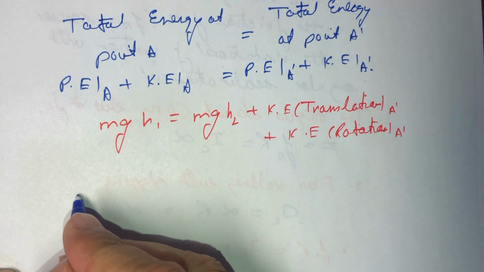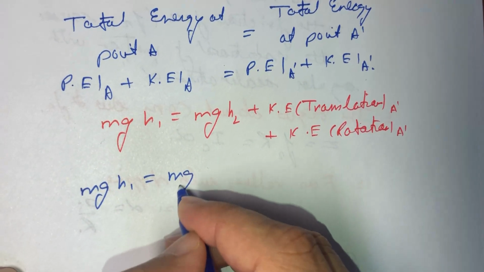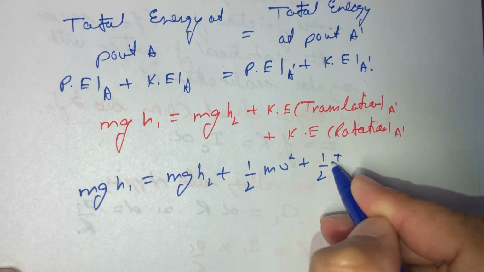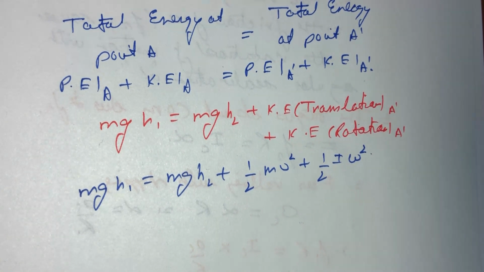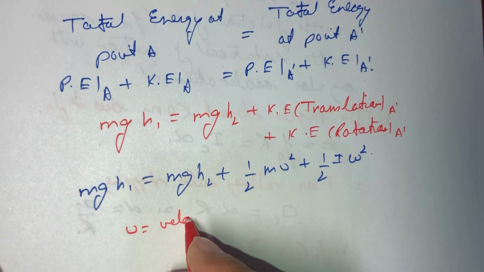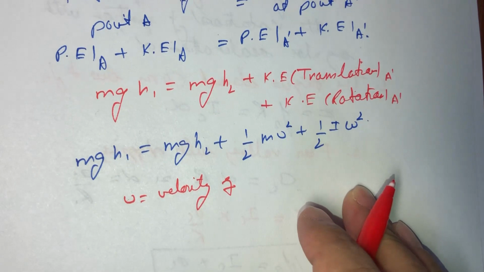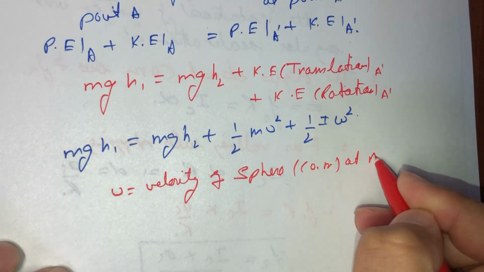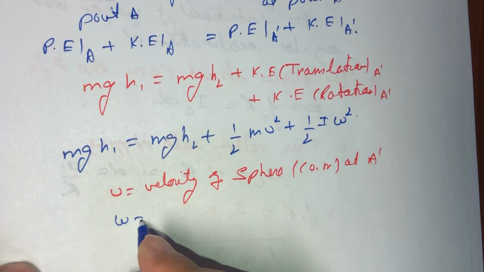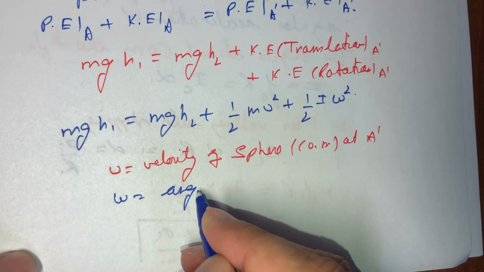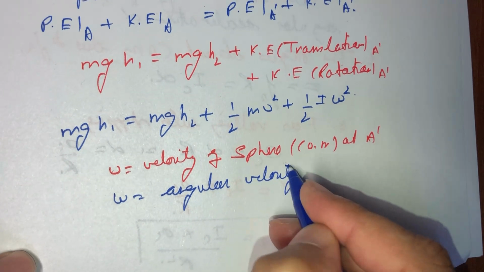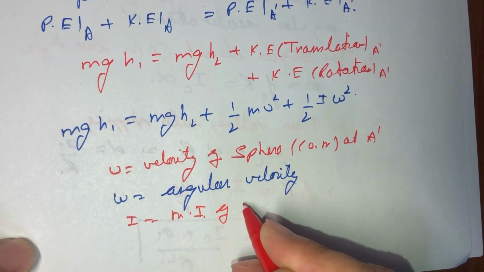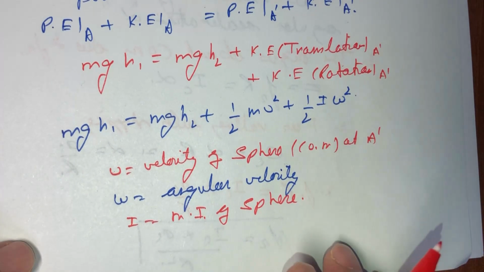So let us complete the formula. This will be mgh1 equals mgh2 plus half m v square plus half I omega square, where v is the velocity of the sphere's center of mass at A prime, omega is the angular velocity, and I is the moment of inertia of the sphere.